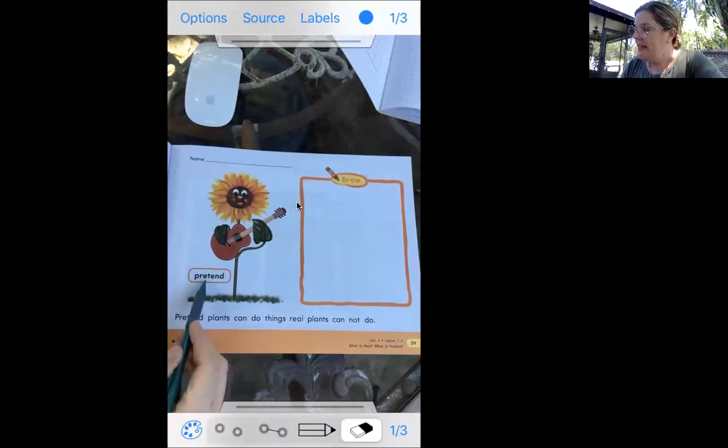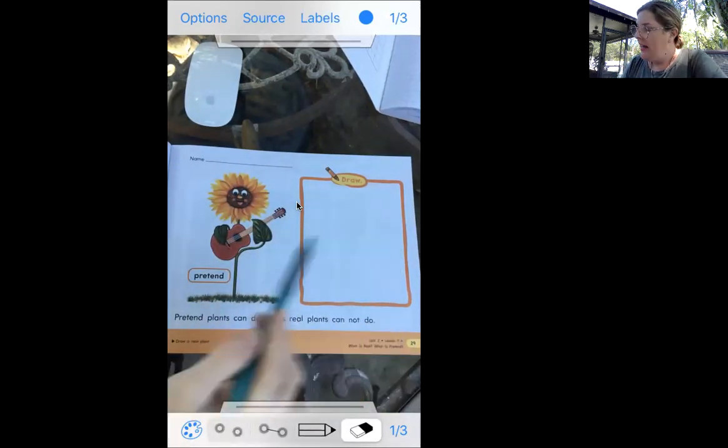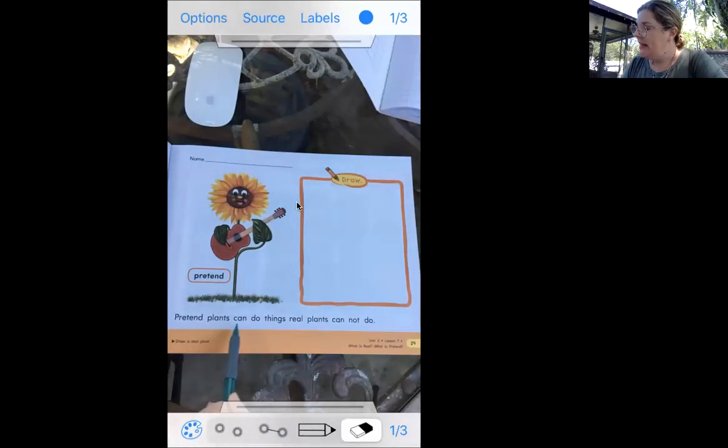It says, pretend. And look, this flower is pretend, because do flowers play guitar? They don't. They don't play guitar. And so this is a pretend flower. It has a face and a guitar, and it's strumming. And it says, pretend plants can do things real plants cannot do. Now it says, draw a real plant. We have to draw a real plant.